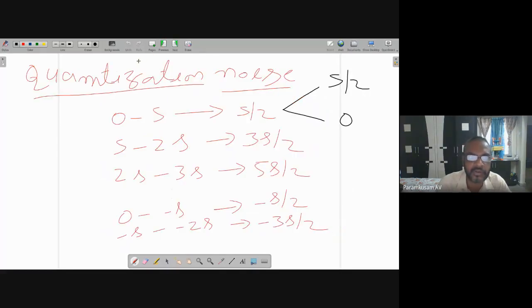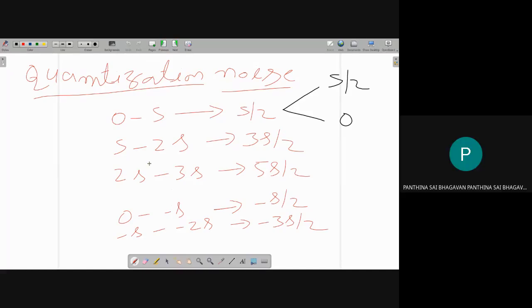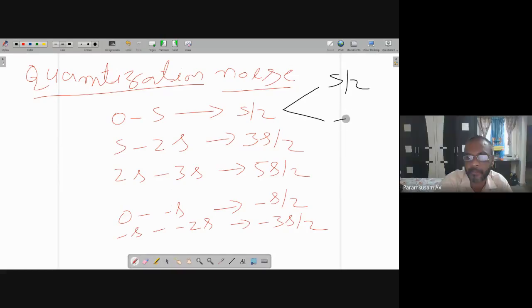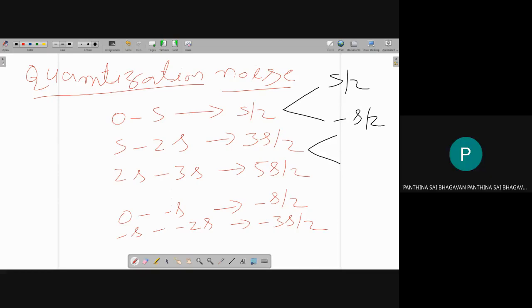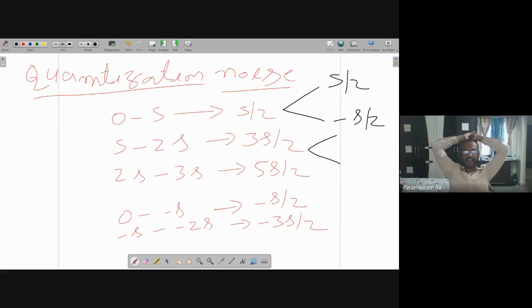So now you tell me what is the minimum error and what is the maximum error. Minus S by 2, plus S by 2. Okay? Here, what is the error? What is the maximum error and what is the minimum error? 3S by 2 minus S, 3S by 2.